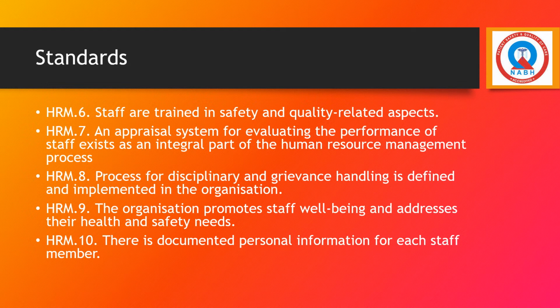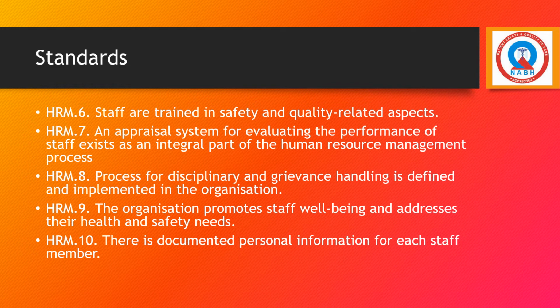Now we will talk about the 9th standard, which is the organization promotes staff well-being and addresses their health and safety needs. Staff well-being is promoted. Health problems of the staff, including occupational health hazards, are taken care of in accordance with the organization policy. Organization provides treatments to the staff who sustain workplace-related injuries. Health checks of staff dealing with direct patient care are done at least once a year, and the findings and results are documented. So this was all about the 9th standard.